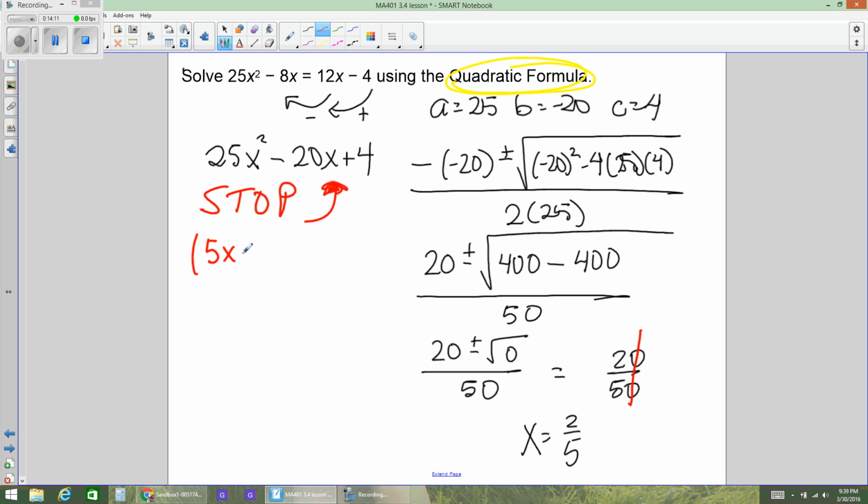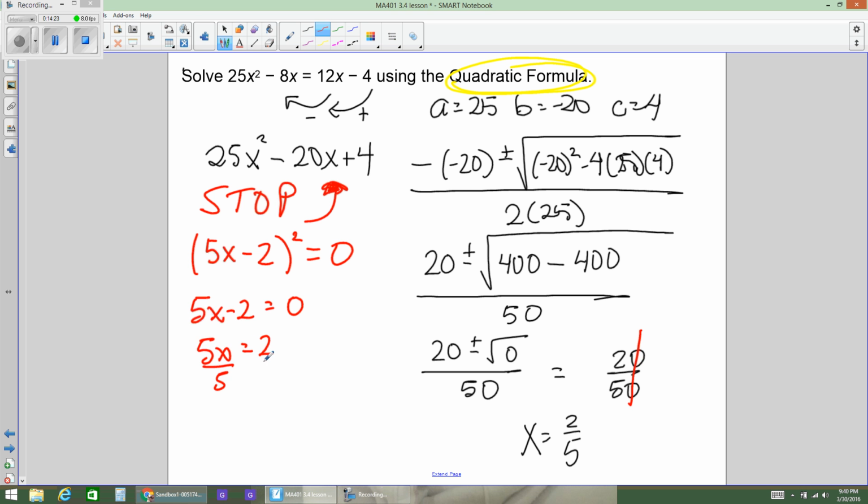to 5x minus 2 quantity squared, and I could have set it equal to 0 and solved it really fast. And I could have gotten 2/5 slightly easier than quadratic formula. Just something to think about.